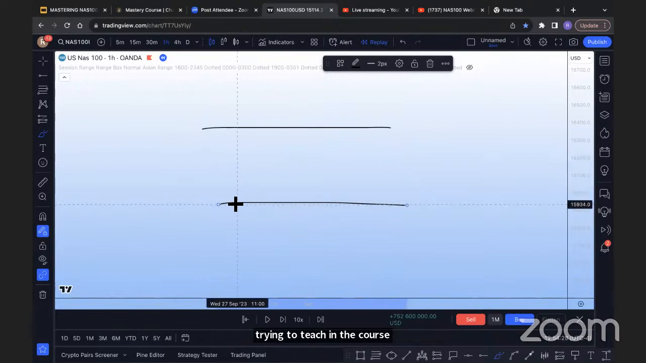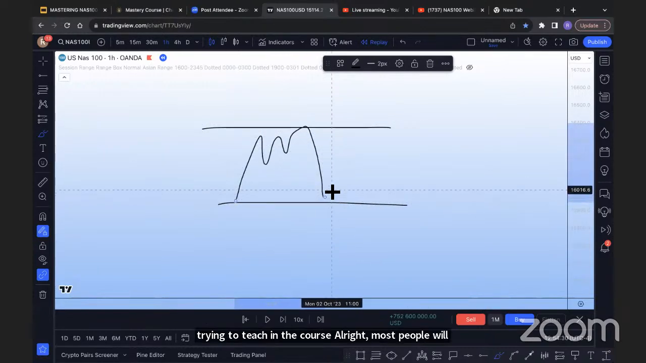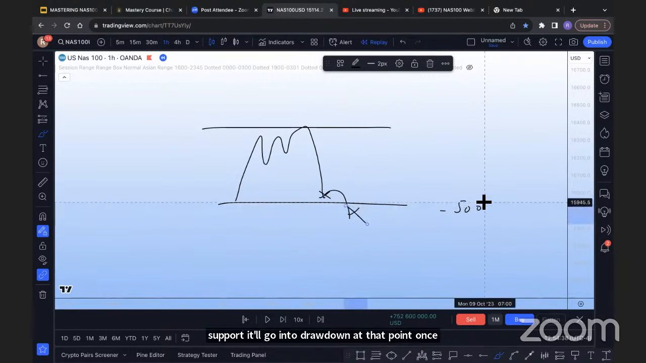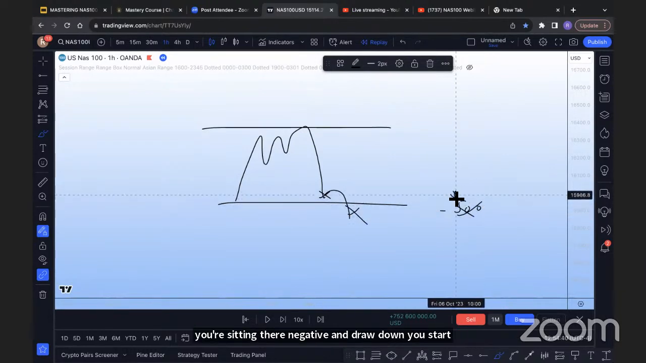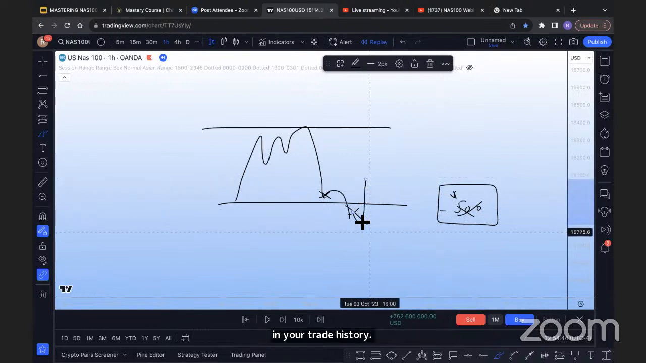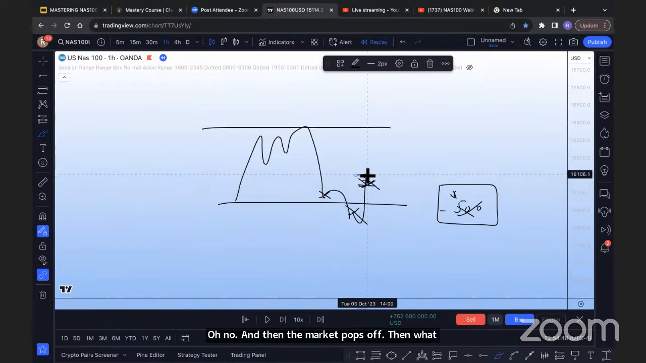All right. Most people will have an idea of the strategy. Once the market gets to support, it'll go into drawdown. At that point, once you're sitting there negative in drawdown, you start to panic. You close the trade. $500 loss is now sitting in your trade history. Oh no. And then the market pops off. Then what happens? People start to chase the market up here with buys.